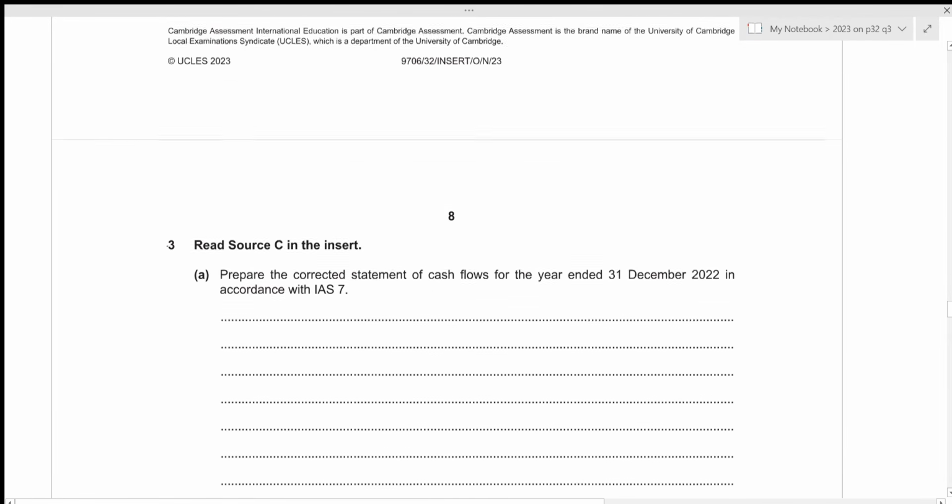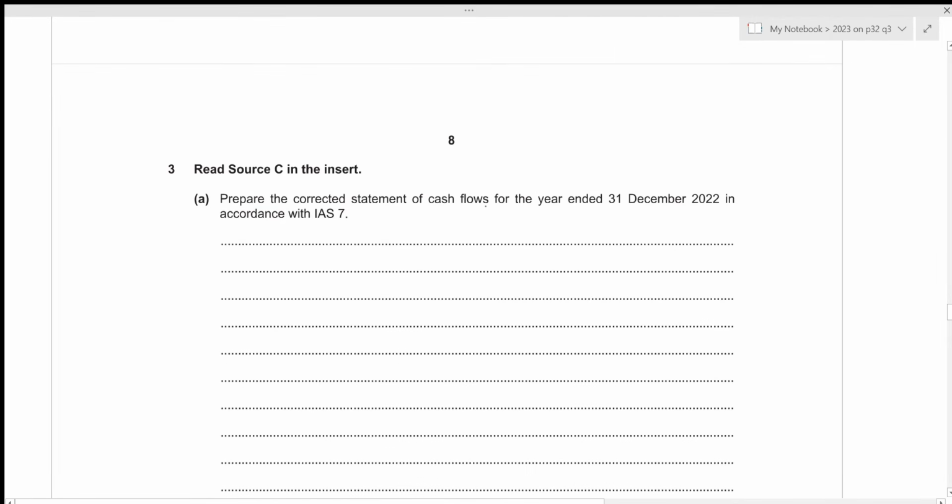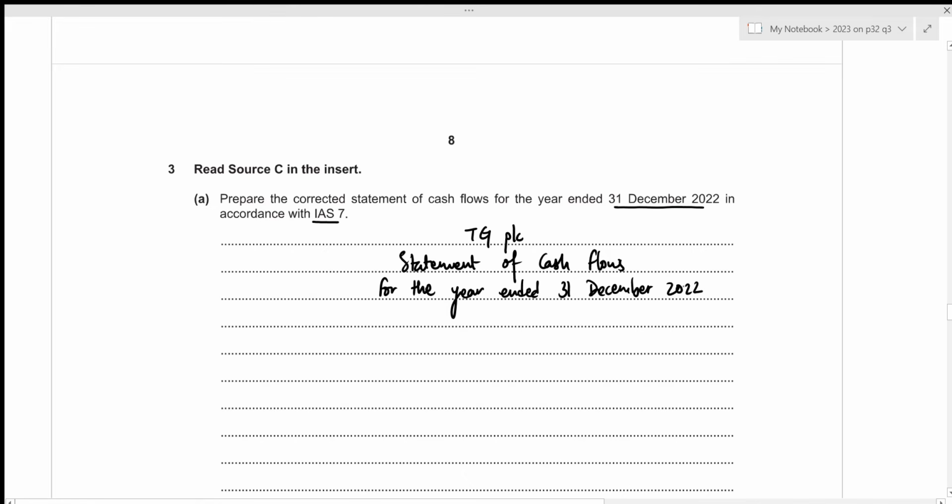Let's take a look at our question. We need to prepare the corrected statement of cash flows for the year ended 31st December 2022 in accordance with International Accounting Standard 7. Okay, this is for TG PLC. We are preparing the statement of cash flows, and this is for the year ended 31st December 2022. Okay.